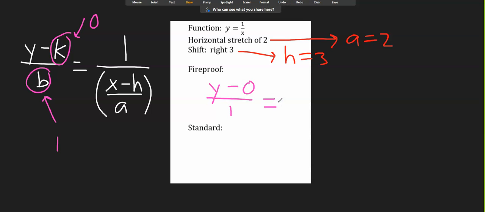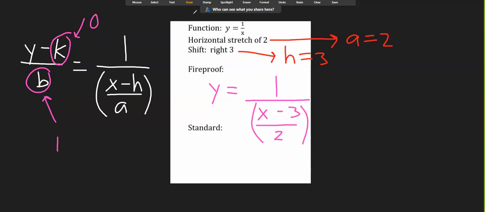But the reality is, I could just do y equals 1 over x minus 3 over 2, okay?